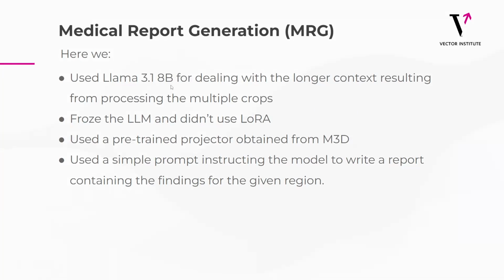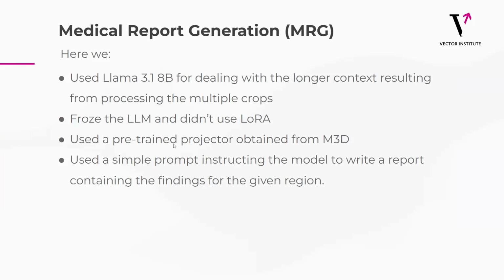And here we use Llama 3.1 because now we have so many patches. We want an LLM that can process longer context, so we use Llama 3.1 for this. We froze the LLM, and we didn't use LoRA. So no training is happening with the LLM, only the ViT and the predictor.